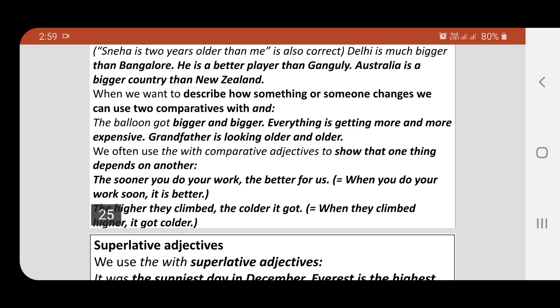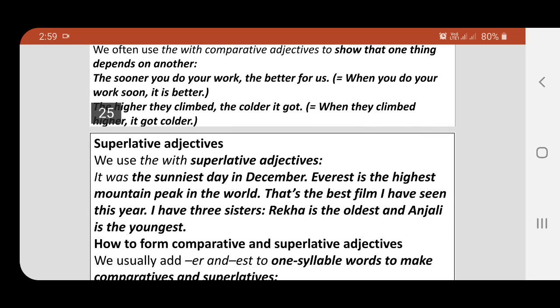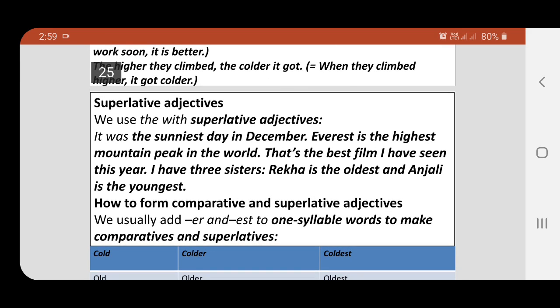Higher they climbed, the colder it got. So when they climbed higher, it got colder.